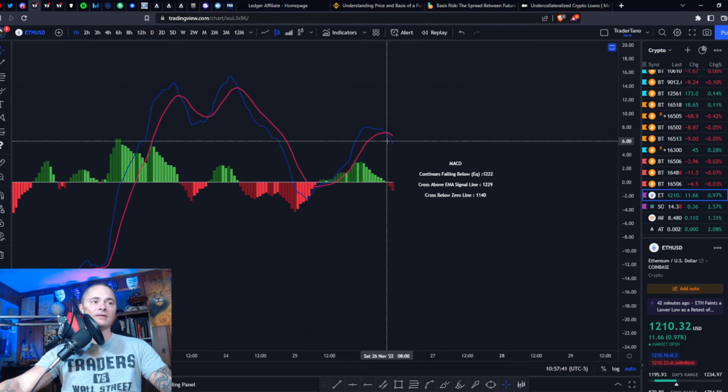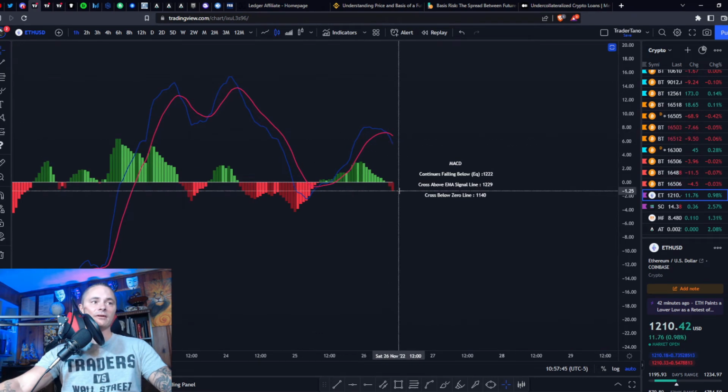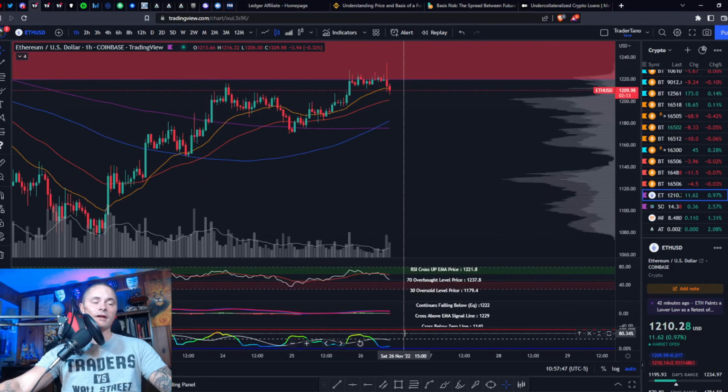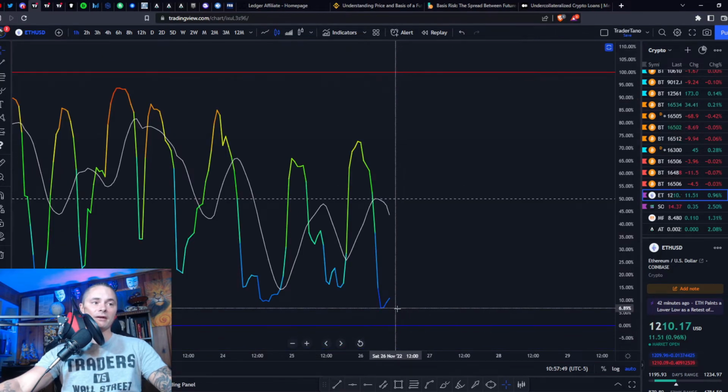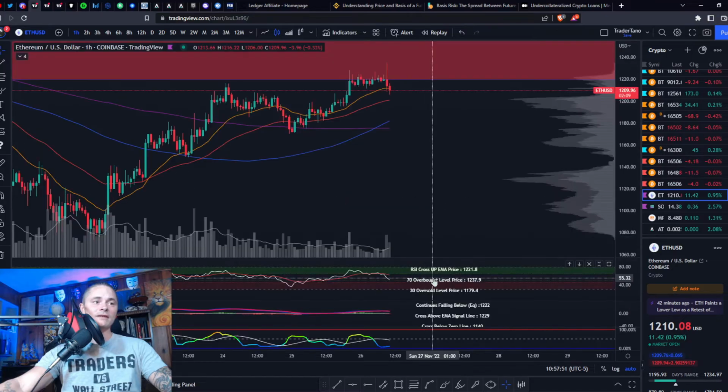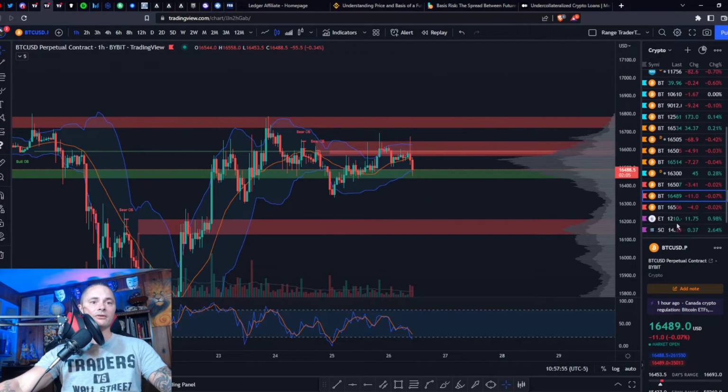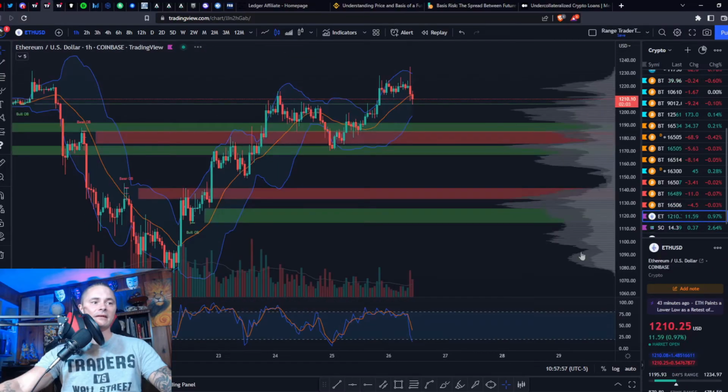MACD, fresh downside curvature, and fresh cross of the signal line. Negative momentum starting. BBWP's turning around. Once again, the move is on its way. All right, so let's check the bullish and bearish order blocks and the stochastic. Stochastic, strong downside curvature right now.